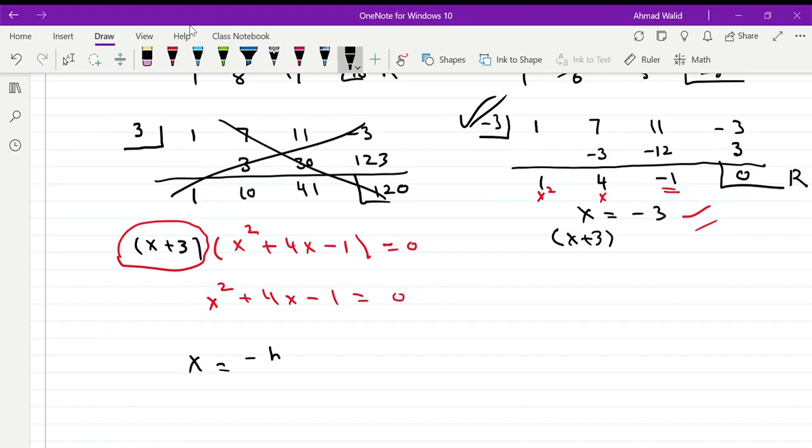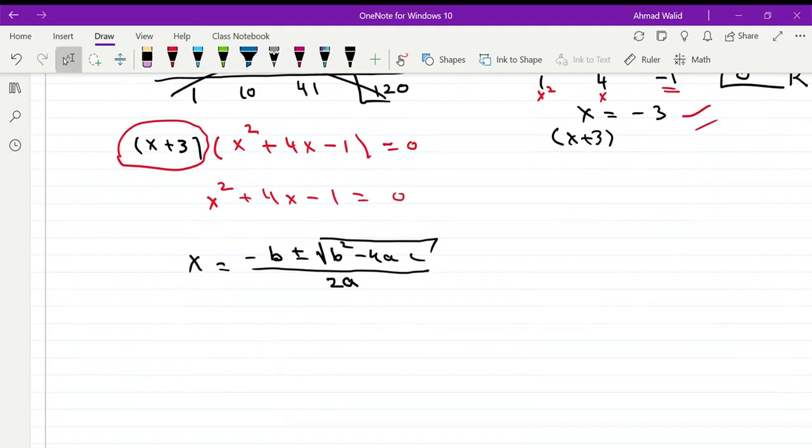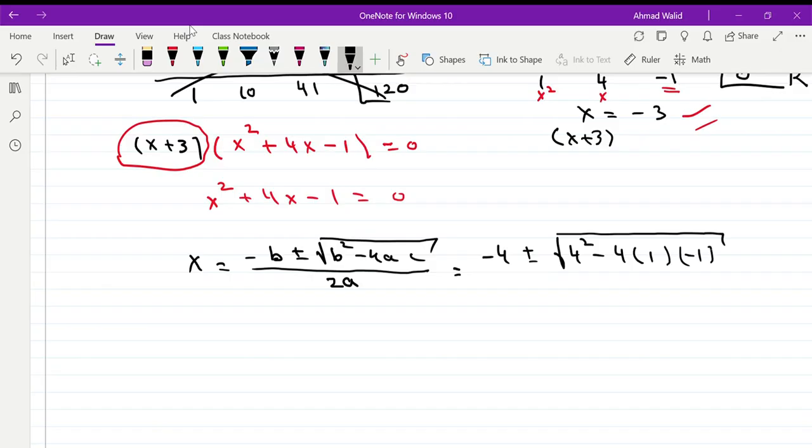X equals negative b plus minus square root of b squared minus 4ac over 2a. You see, math is like a chain. You have to remember everything. If I cannot factor a quadratic equation, I can use the quadratic formula, correct? Let's use it. Negative b, it means negative 4. Plus minus square root of 4 squared minus 4 times a, 1 times c, negative 1. Over what? 2 times 1.